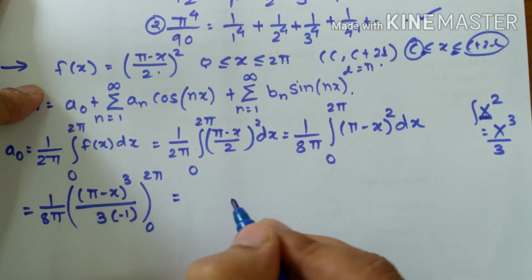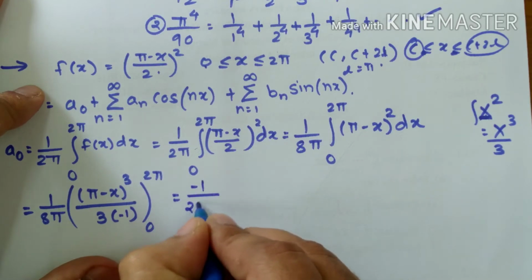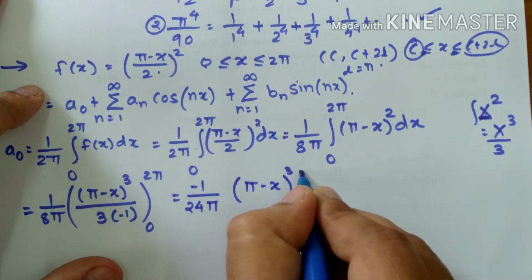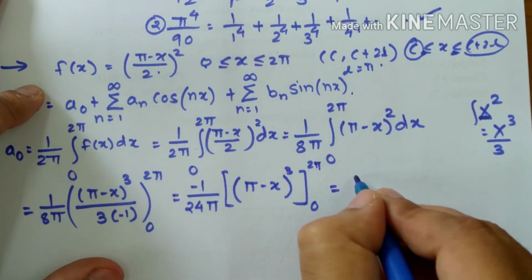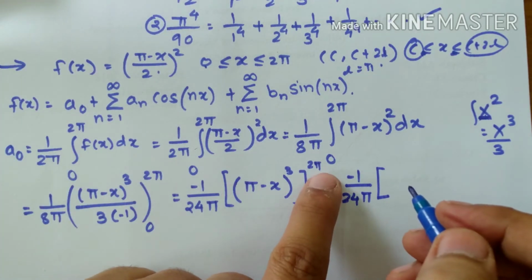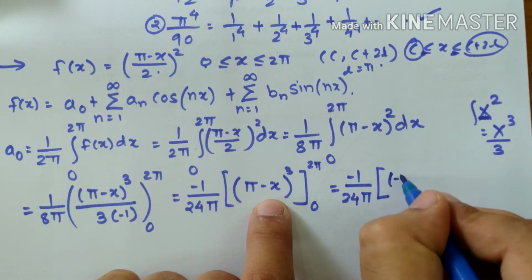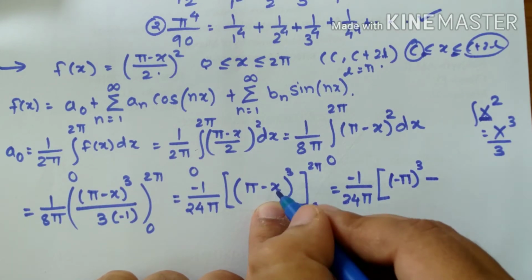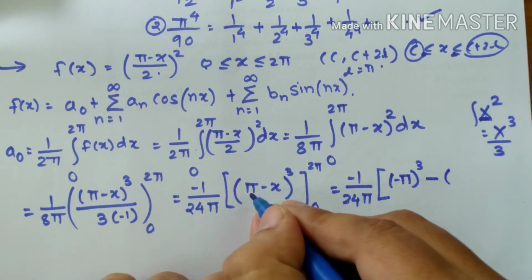So hence this is equal to, one can take this minus 3 outside. So we have minus 1 upon 24 pi (pi minus x) bracket cube, limits from 0 to 2 pi. So this is equal to minus 1 upon 24 pi into bracket. Here the upper limit is 2 pi. If I substitute it here, we have pi minus 2 pi, that is minus pi bracket cube. Minus, we substitute the lower limit, we have pi minus 0, hence we have pi cube there.